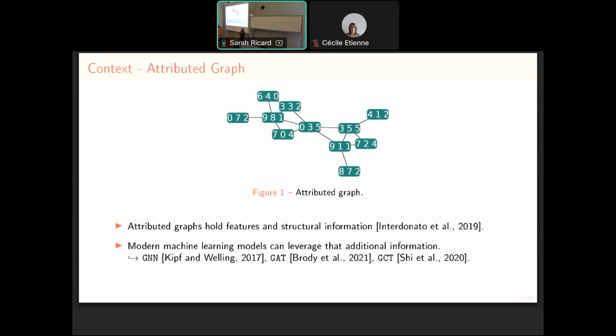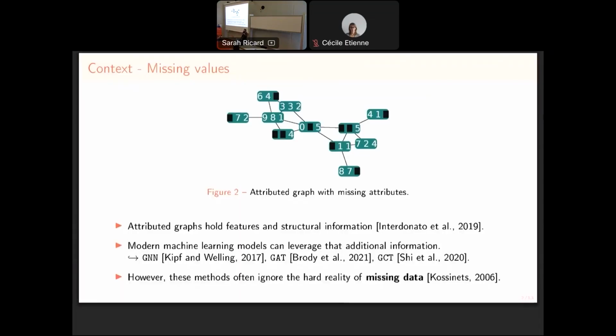However, there is something that these models usually need, which is that the graph is complete, that the graph has no missing information. But in real life, there is often missing data. That is either because some user didn't want to tell their age, or because some part of the graph was hidden by another part during the observation. There can be different reasons, but we need to deal with that missing data before applying a machine learning model.